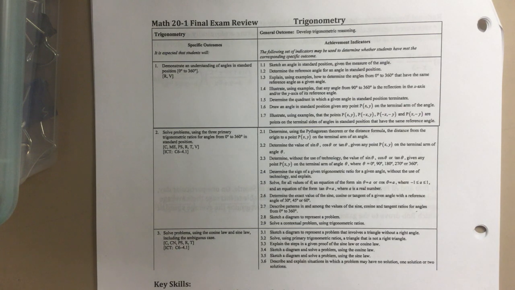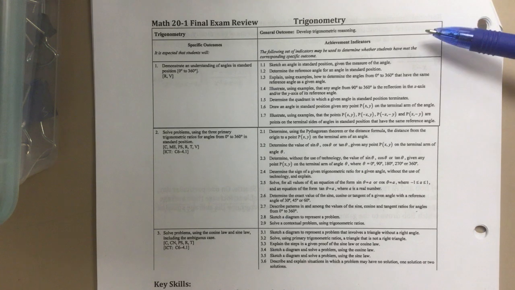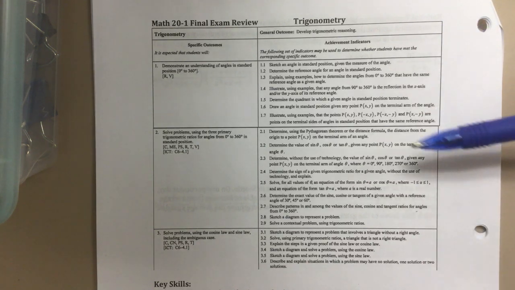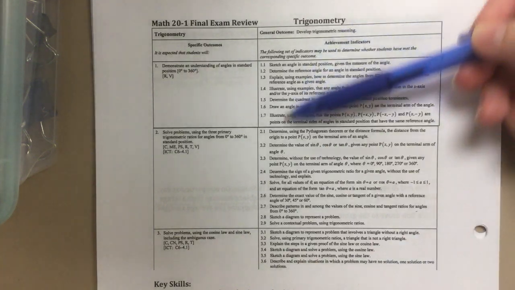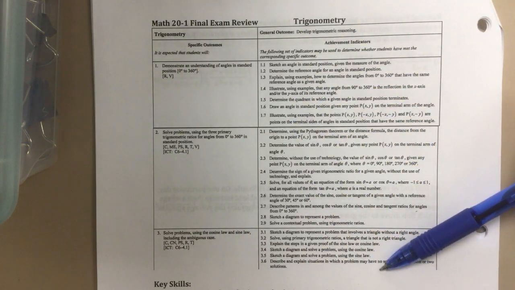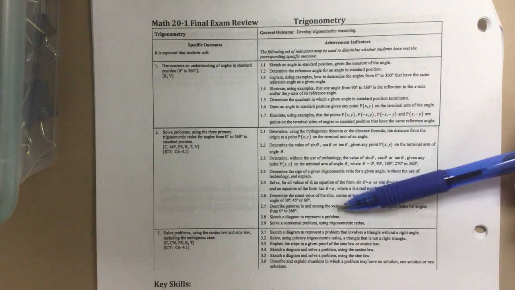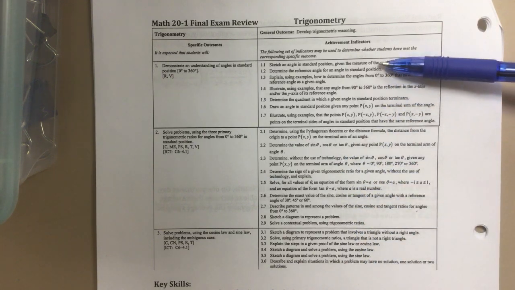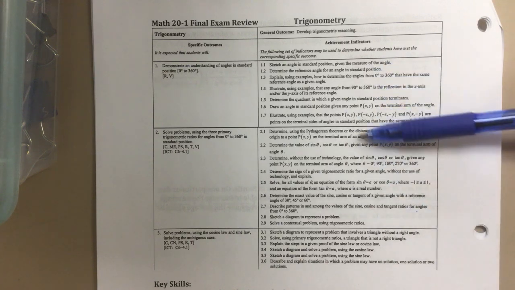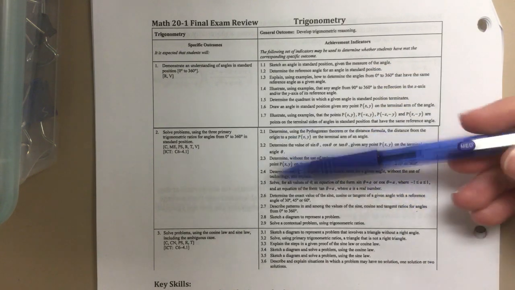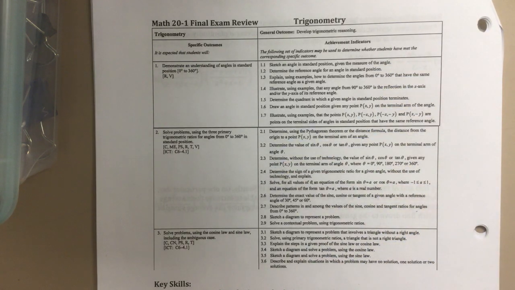Hi Math 20-1, this is your review for trigonometry. I'm going to go through it as quickly as I possibly can, but try to cover all of these points here. So these achievement indicators are basically what I use to write the trig questions, especially in the multiple choice, because I'm wanting to make sure that you're meeting at least one or more, if not all, of the achievement indicators for each of your curricular outcomes.